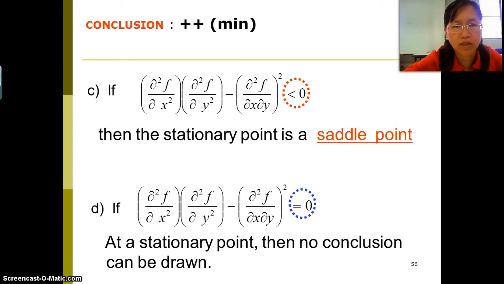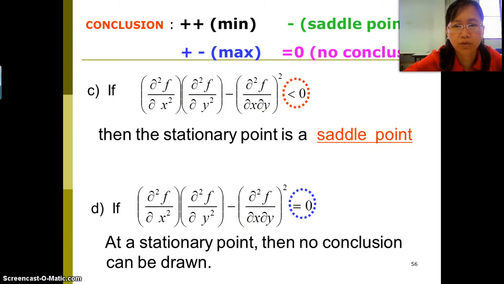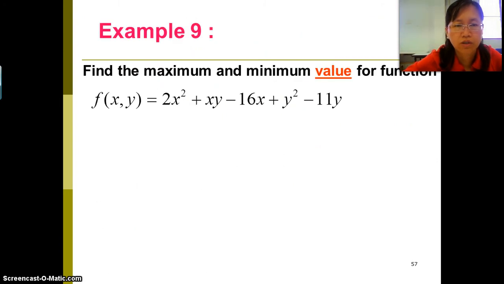Before that, we're going to look at the conclusion. That means if positive, it would be the minimum point; if negative, it would be the maximum point. And for case 3, if your center point is negative, okay, and also if we get 0, that means no conclusion.